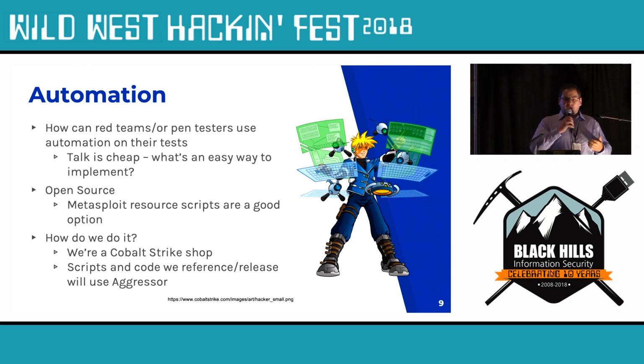So how can red teams or pen testers use automation on tests? So like, talk's cheap. What's an easiest way to do it? Well, open source, if you're using Metasploit, you can use something like a Metasploit resource script. That's a quick and easy way to make sure that the second you start up Metasploit, certain actions are carried out.